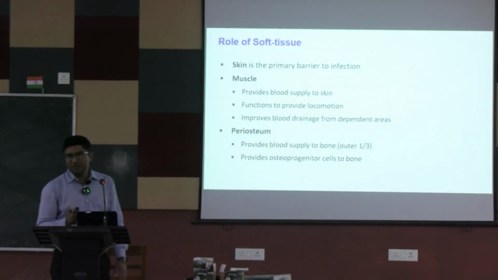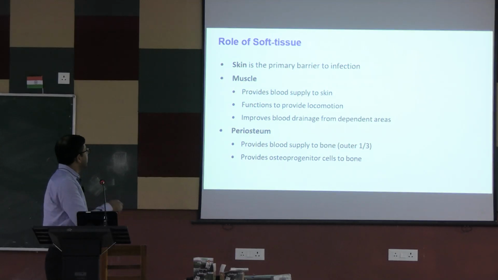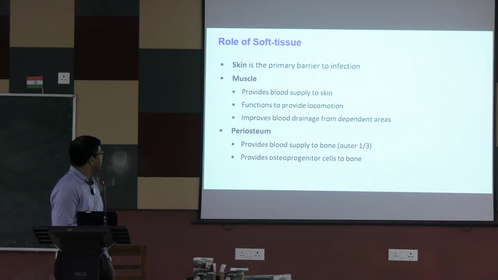As I told, the muscle is the best friend of the bone. Why? Because it provides the blood supply. Muscle is important for our locomotion, and it improves blood drainage of the dependent areas. So all these layers, skin, muscle, subcutaneous tissue and periosteum, are protective of our skeletal system.